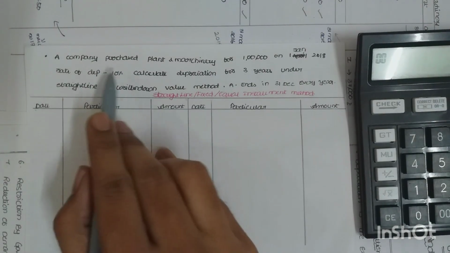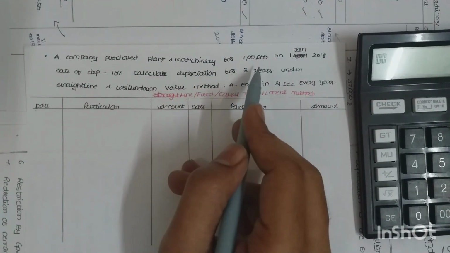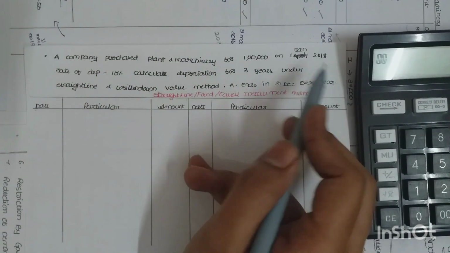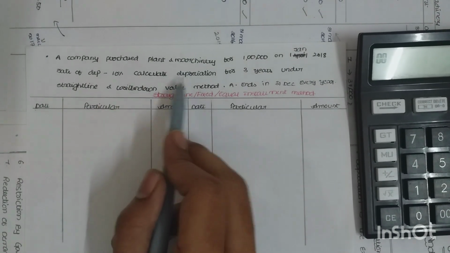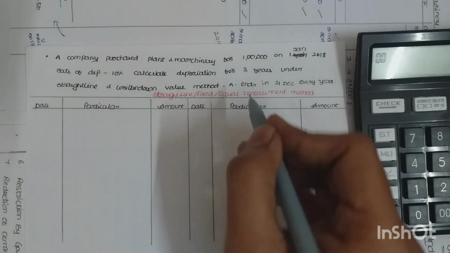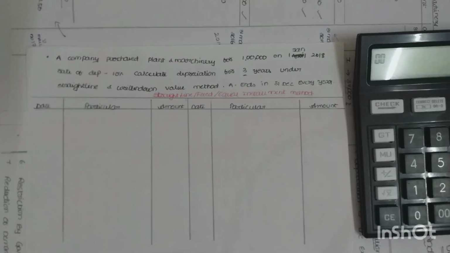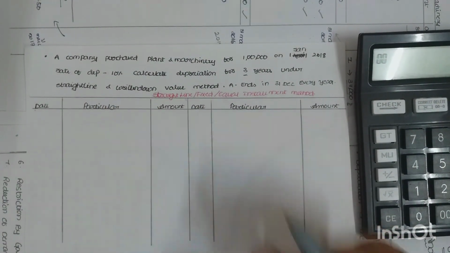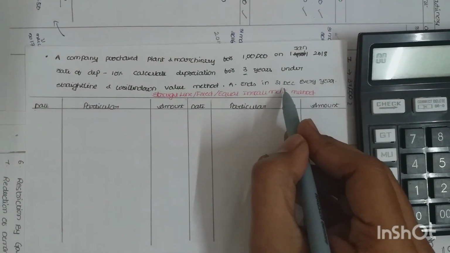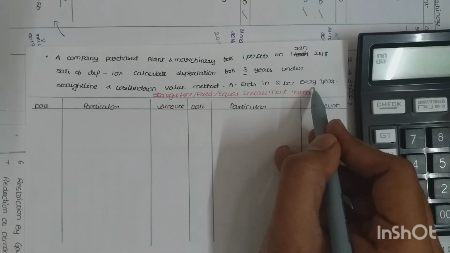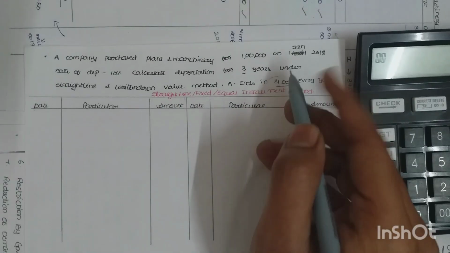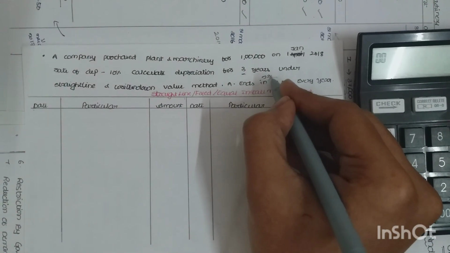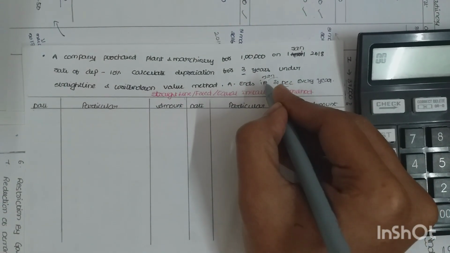Okay, see, a company purchased plant and machinery for rupees 1 lakh on 1st January 2018. Rate of depreciation is 10%. Calculate depreciation for 3 years. How many years? 3 years we have to provide, under straight line and written down value method. Accounts end on 31st December every year, means the start will be January. We have to remember, end will be December, means starting will be January only.